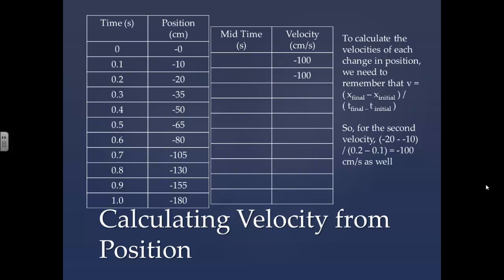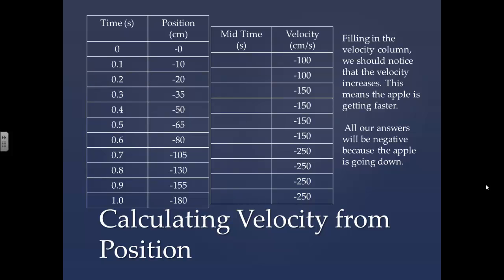For the second velocity, negative 20 position minus negative 10, divided by the change in time for that step, 0.2 minus 0.1 seconds. We get negative 100 centimeters per second as well. Filling in the velocity column, we should notice that the velocity increases. This means the apple is getting faster. And all of our answers have to be negative because the apple is going down.